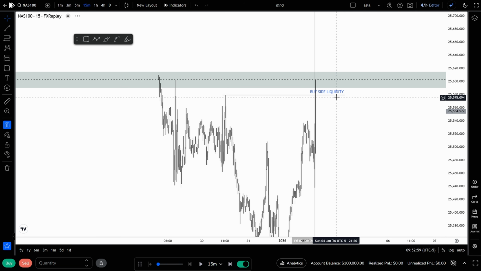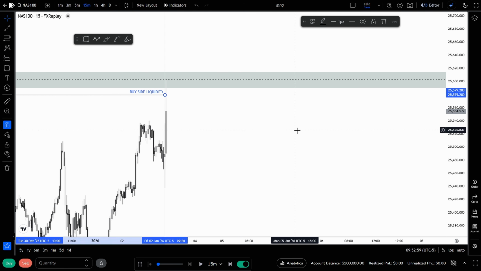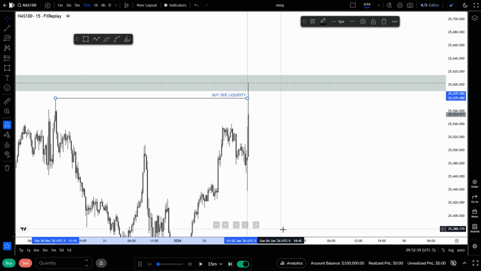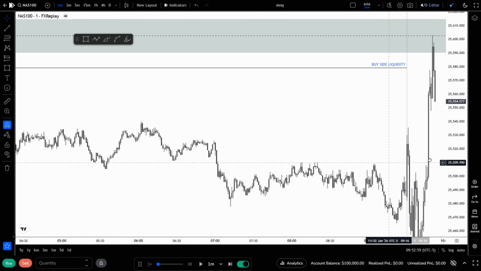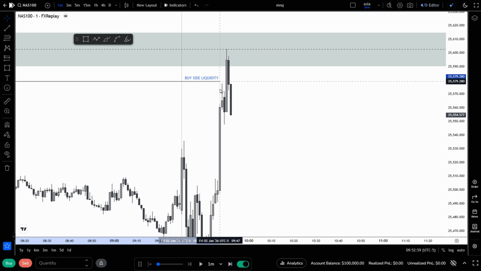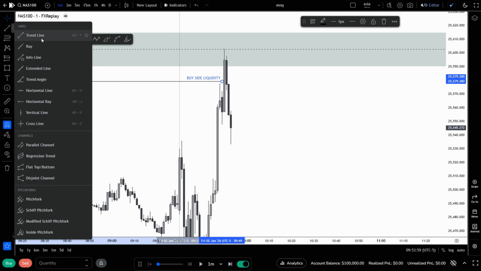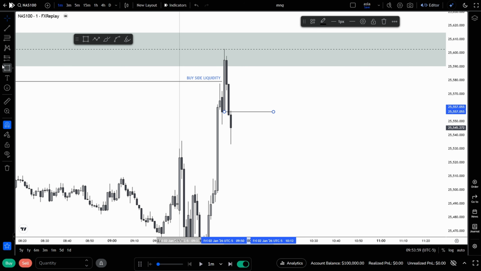Then around 10 a.m., you can see that price sweeps the high. Now after the liquidity sweep, what are we looking for? We are looking for confirmation. Moving forward, we can see that we do get confirmation. We have a change in state of delivery, and we also have a fair value gap forming.